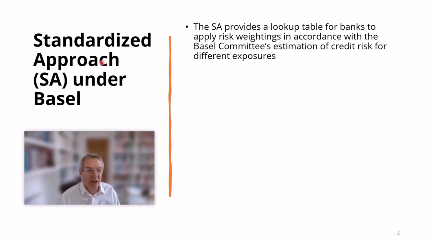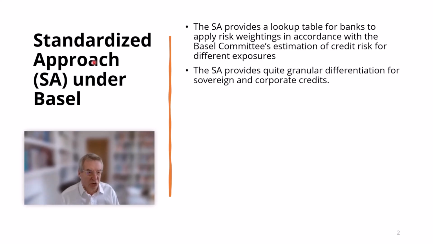The Basel Committee introduced the standardized approach for calculating capital charges for credit risk as part of Basel II, and that method, the standardized approach, has continued through until Basel 3.1, or some people call it Basel 4. So the standardized approach provides a lookup table for banks to apply risk weightings in accordance with the committee's estimation of credit risk for different exposures.